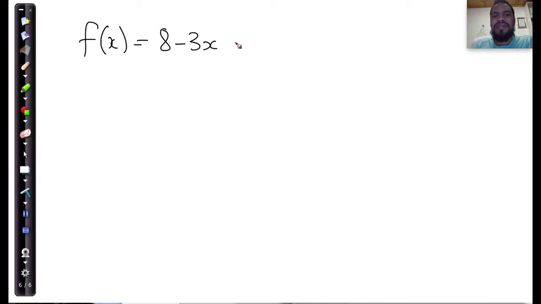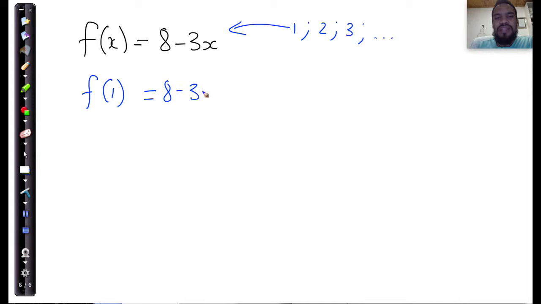Earlier I said x could take on values such as 1 or 2, and these values are arbitrary. I could choose any value and just throw it in there, and see what f of x is going to throw out. Another way to say let's evaluate this at 1 is to say find f of 1. In other words, evaluate the function f of x at 1. That means wherever I see x, I need to put in the value 1. So that's 8 minus 3 multiplied by 1, which is equal to 8 minus 3, which is equal to 5.